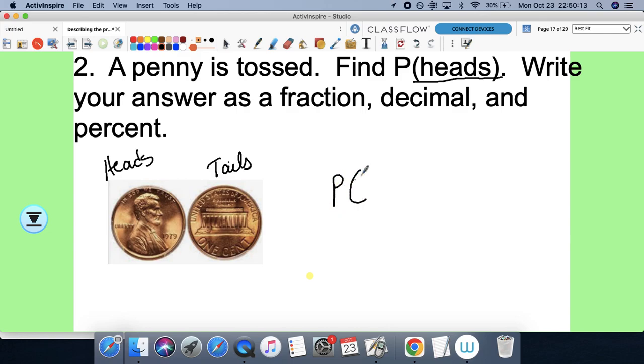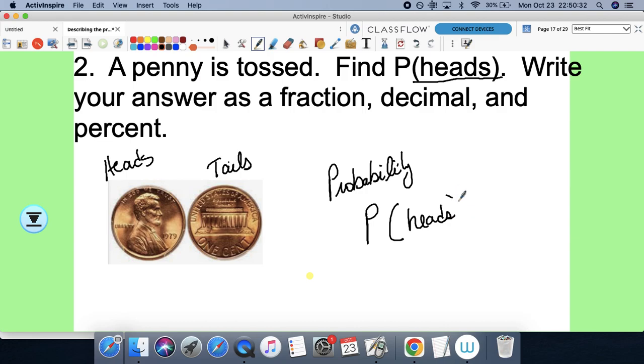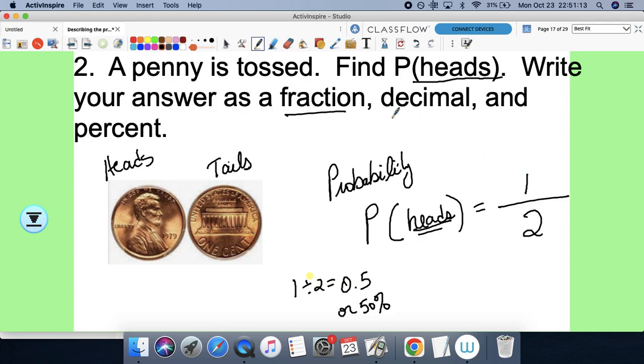So probability, the chance, right? So P, probability, the chance that when you throw this coin, it lands on heads. Well, a coin has how many outcomes? It's either heads or tails. So there's two outcomes, right? But how many heads do we have? There's only one heads. So the chance of getting heads is 1 over 2. Now 1 divided by 2 is 0.5 or 50%. A fraction, a decimal, and a percent, 50%.